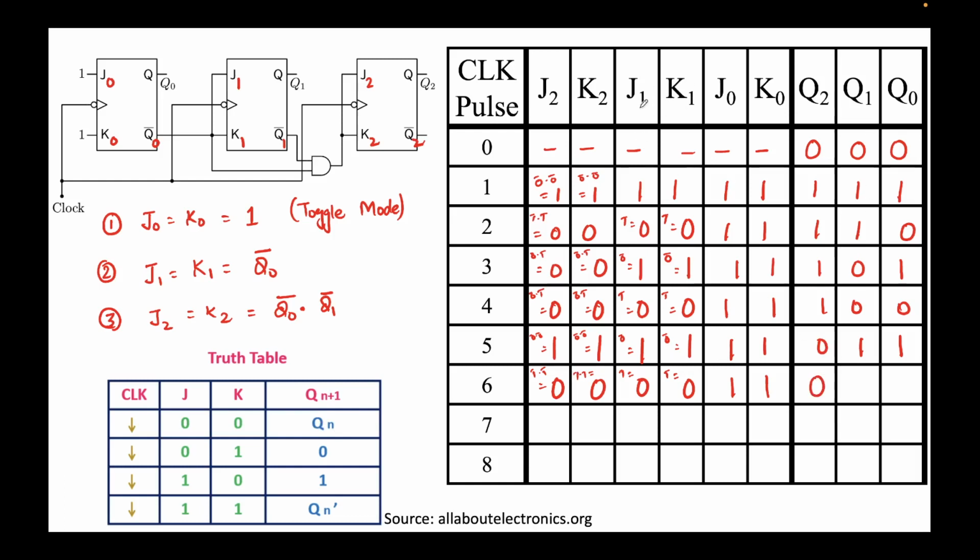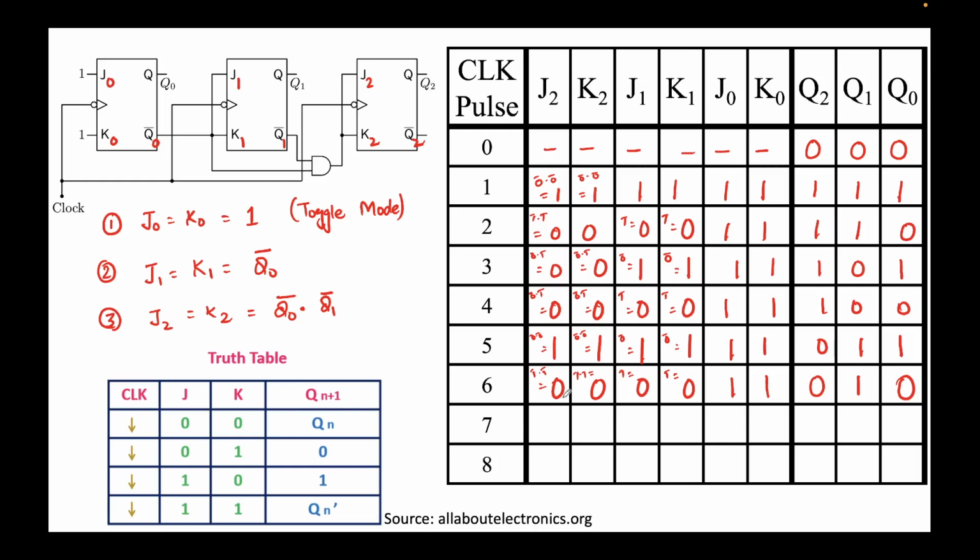To find Q1, we look at J1 K1 inputs, which are 0 and 0. Again, 0 and 0 corresponds to the no change state. This means Q1 for the next state will be the same as the previous state, which was 1. There is no change, 1 remains 1. To find Q0, you require J0 K0. J0 K0 is in toggle mode, as we know. This means the output will toggle. The output was 1 earlier, so now it will toggle to 0. So we obtain 0 1 0. We clearly see that we have not again reached the original state of 0 0 0. This means we must go on.